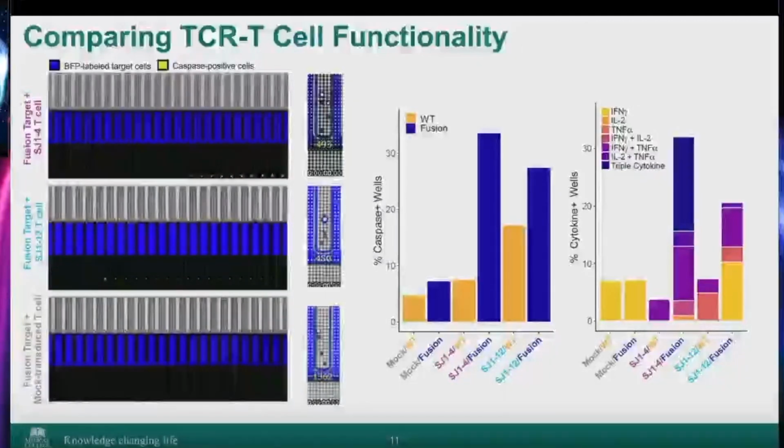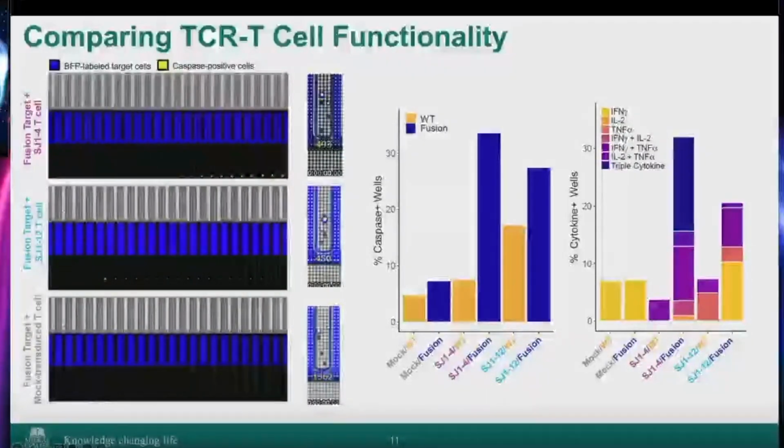On the top, you can see this caspase reagent fluoresce in the PE channel once it was cleaved, which is an indicator of cell death. This was significantly delayed when we utilized the TCR T-cell SJ1-4, but was much quicker utilizing the TCR T-cell SJ1-12. And then we also had our negative control, where the fusion target was expressed, but with a mock transduced T-cell, to show that there wasn't any non-specific background death of the target cells.